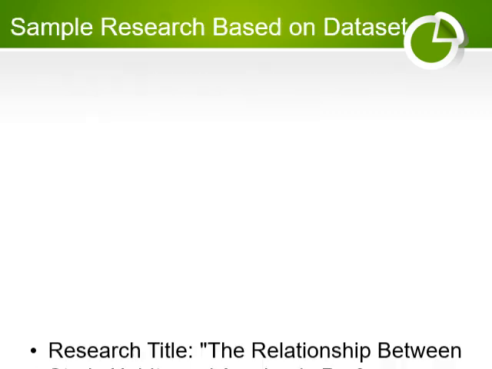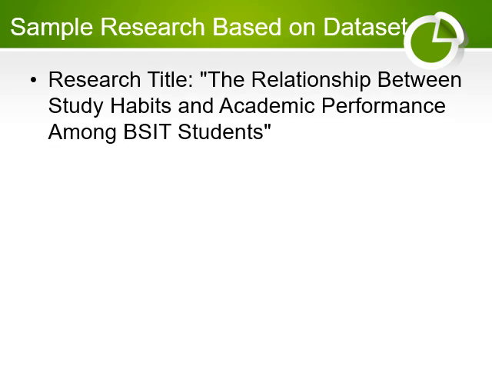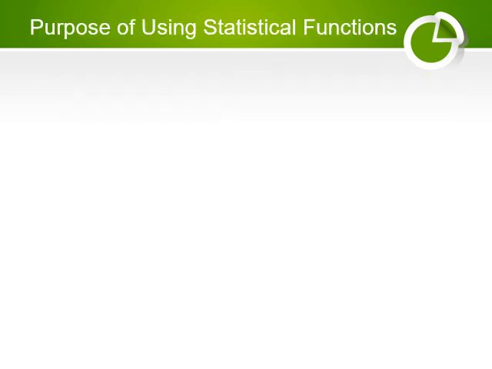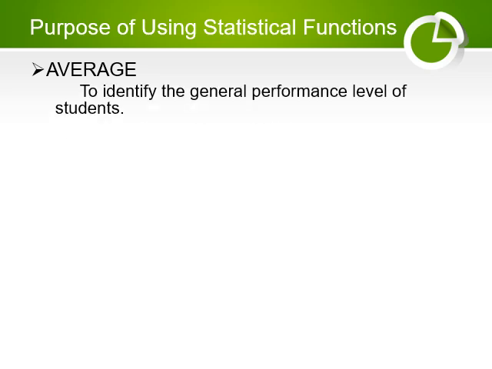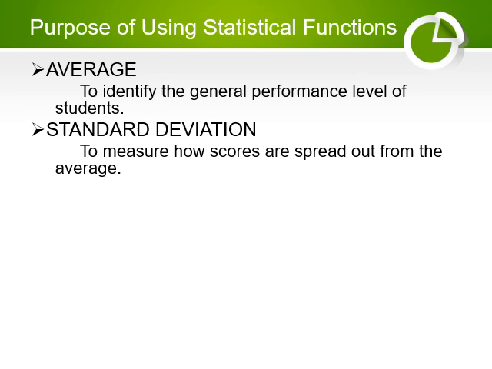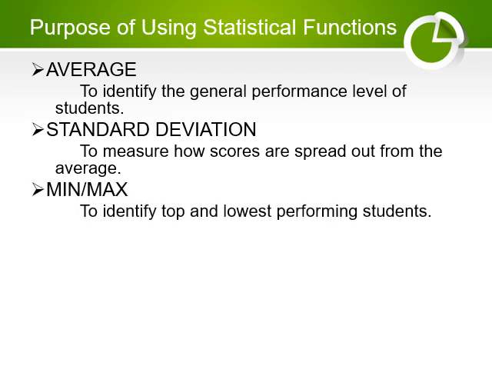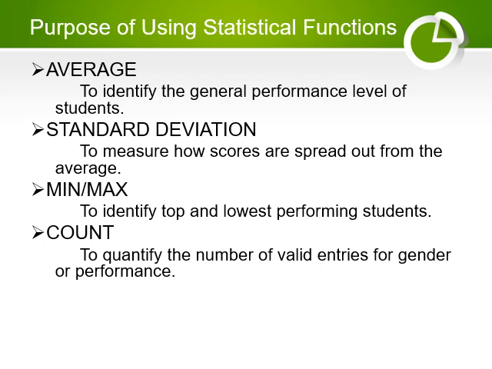So here's a sample research context. The research title is The Relationship Between Study Habits and Academic Performance Among DSIT Students. So we use the average to determine the typical exam score. The standard deviation will be used to measure how spread out the scores are. And then we also use the min or max to identify extremes. The count function helps us to analyze group sizes, and scatter plot helps us understand how study hours may affect performances.